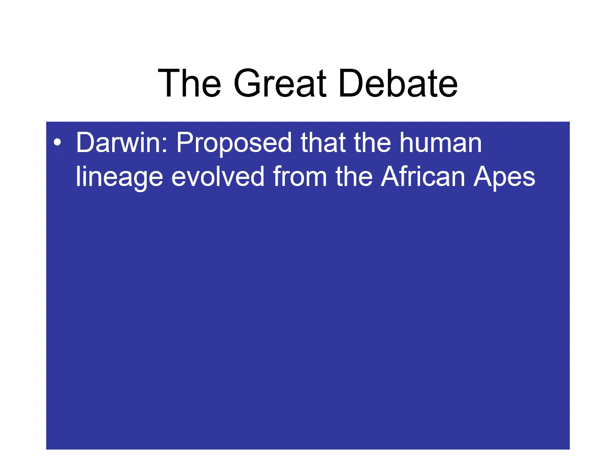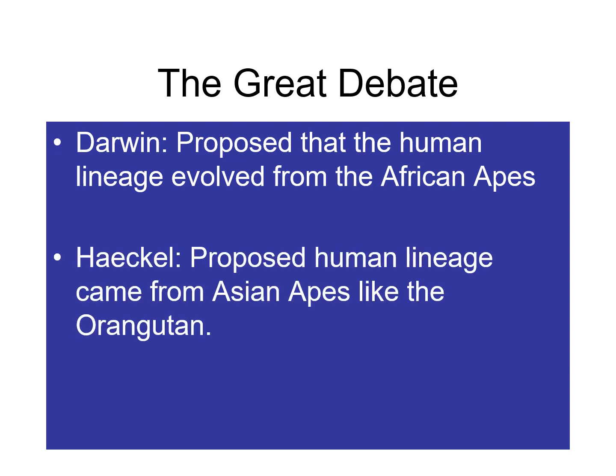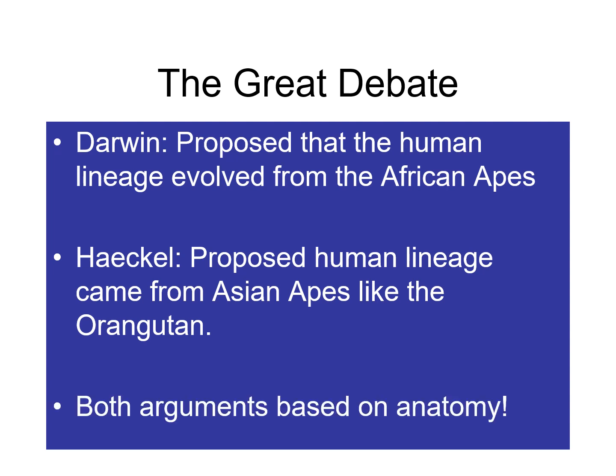Well, we have a few different researchers who have proposed why the genus Homo developed, right? We have Darwin, who proposed that the human lineage evolved directly from the African apes. Haeckel proposed that the human lineage came from Asian apes like the orangutan. Both of these arguments were really based on anatomy, but essentially neither one of them was really correct. I mean, Darwin was kind of close, but we really didn't evolve out of them, right? There was a divergence very, very close to when chimpanzees developed in the last common ancestor, so it's not like we evolved out of chimpanzees. That split was extraordinarily early.